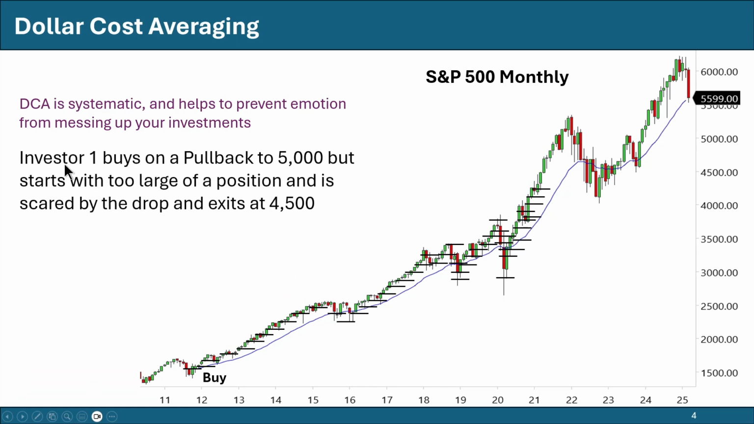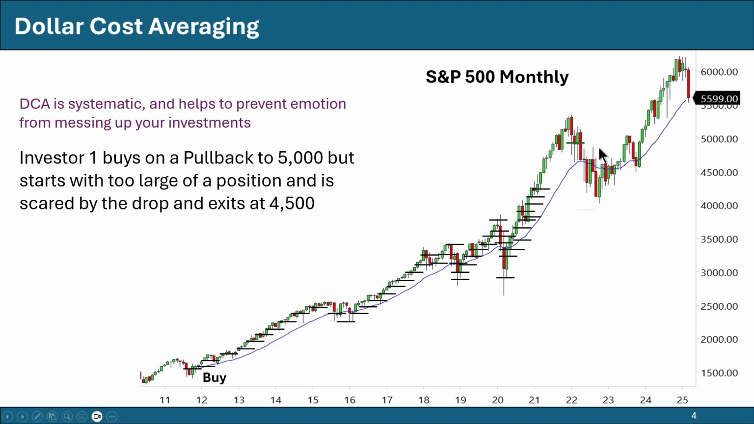So imagine investor one, they buy up here, they're buying a pullback from this high at 5,000. But they bought with a large position. They just dumped a lot of cash into that price. They're doing the right thing. They're getting into the market, but their position is large.